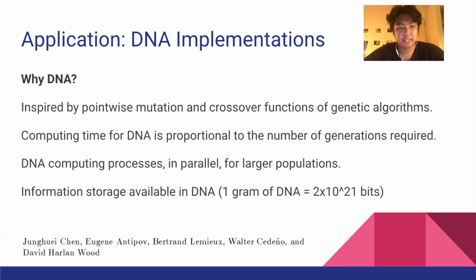Another similar thing is that DNA computing processes in parallel can be used for larger populations, and this parallel way of doing things allows it to be done quicker, as discussed. In addition, we can apply this to DNA because of the information storage available. For example, 1 gram of DNA can equal 2 by 10 to the 21st bits.